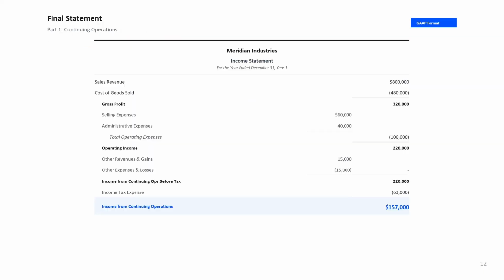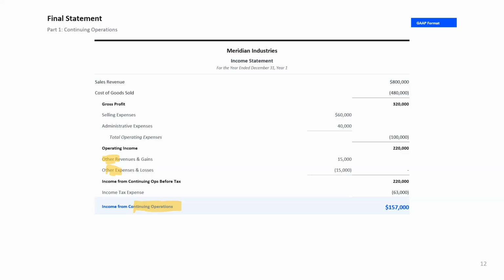And here, this slide presents the top half of our final income statement, focusing only on the continuing operations. We took all the steps we completed earlier and put them into the formal GAAP structure. You can see the clear separation between the operating income and the non-operating items, other revenues and expenses, as you can see here. This structure is essential for the analyst to determine the company's core profitability.